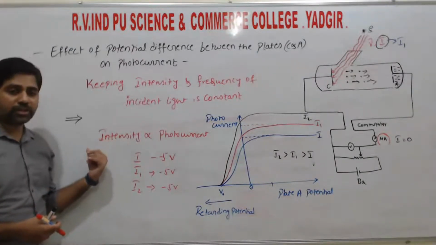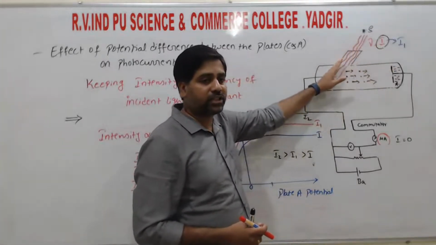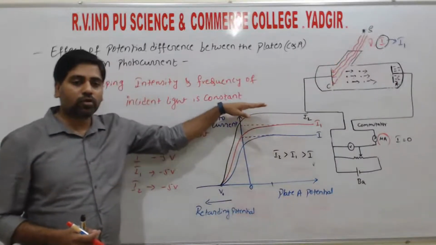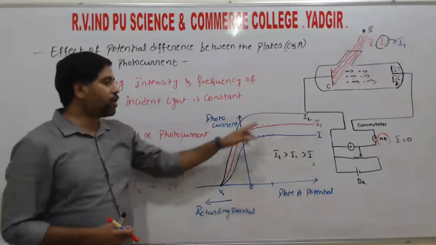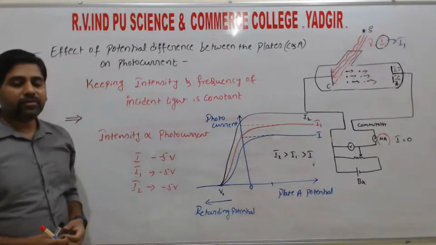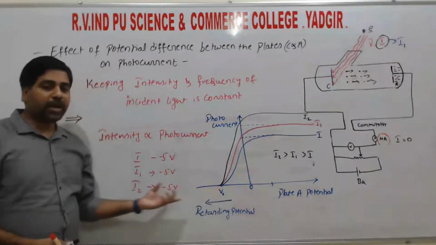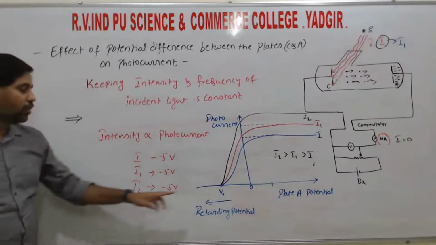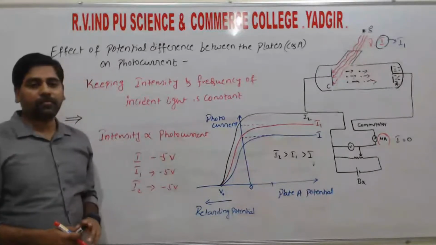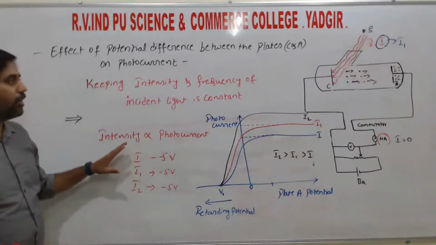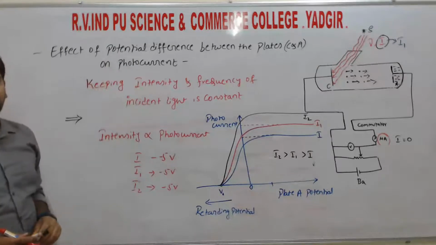Next, one more observation: if we change the intensity of the incident radiation, then the saturation current goes on increasing for increasing intensities, but the stopping potential remains constant for all the intensities. By this we can say that the stopping potential is independent of the intensity. So V naught will not depend on intensity. The intensity will affect only the photo current, right? So these are the three observations made in this topic, that is, potential difference versus photo current, right?